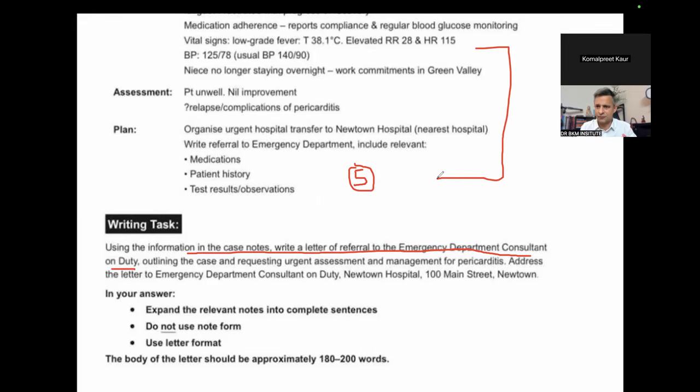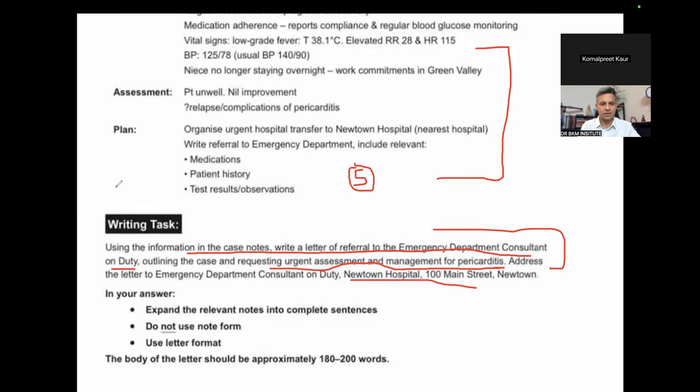So in this kind of letter, the last data, that is today's visit or today's information, becomes very important, because something must have gone wrong. There must be something wrong with the patient today, that's why we are sending the patient to the emergency department. So basically covering that point, it is about the emergency department consultant on duty, requesting urgent assessment and management of pericarditis. Pericarditis is the condition that has happened, so we need urgent assessment and management.